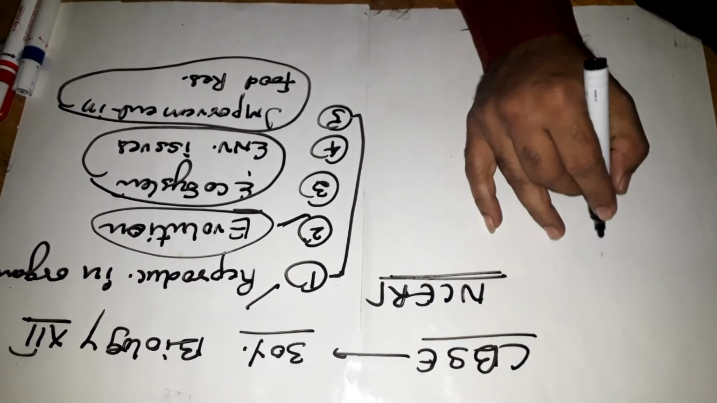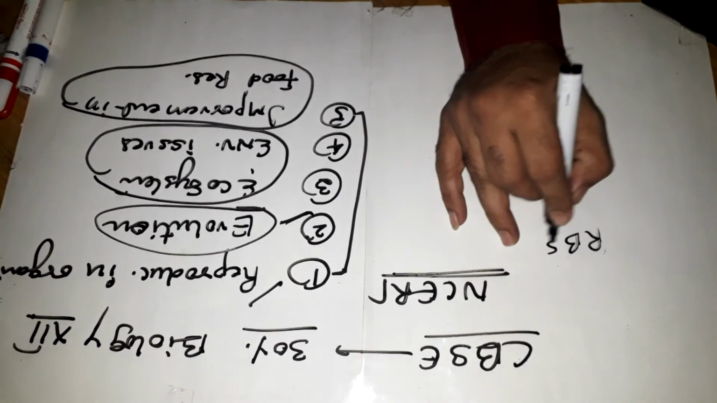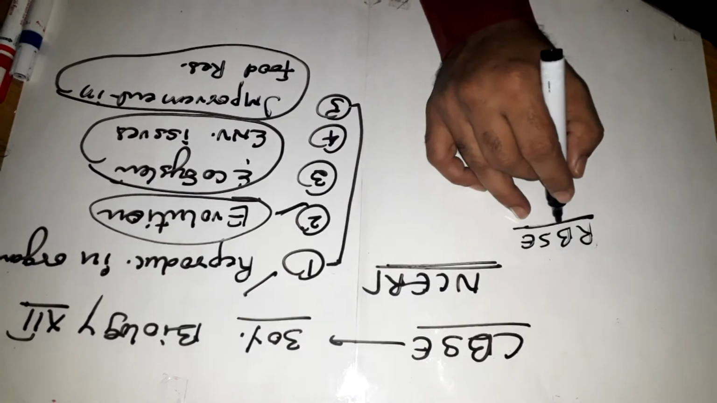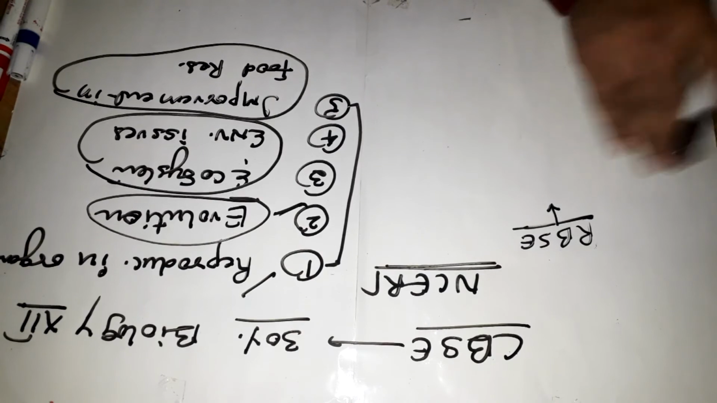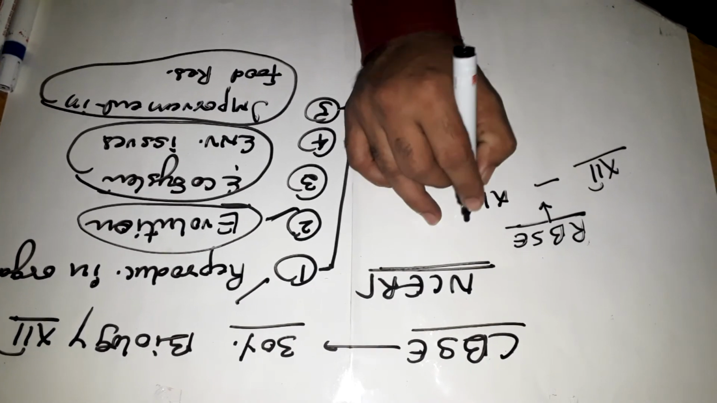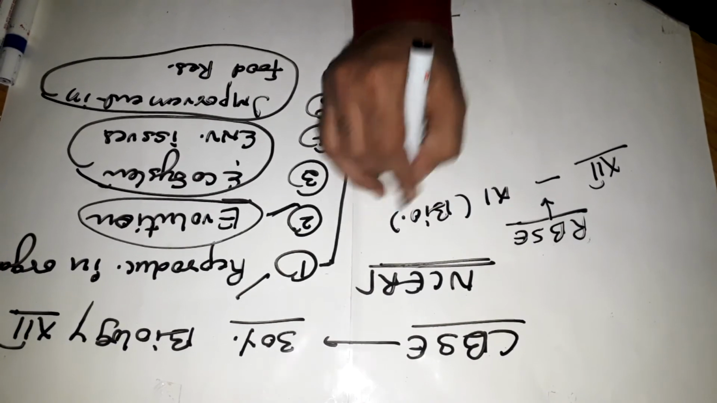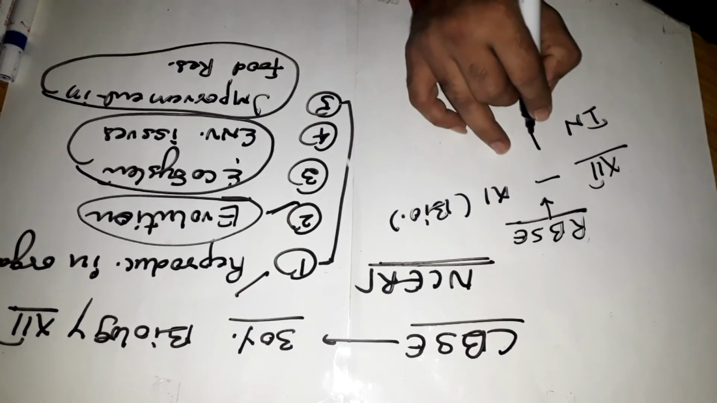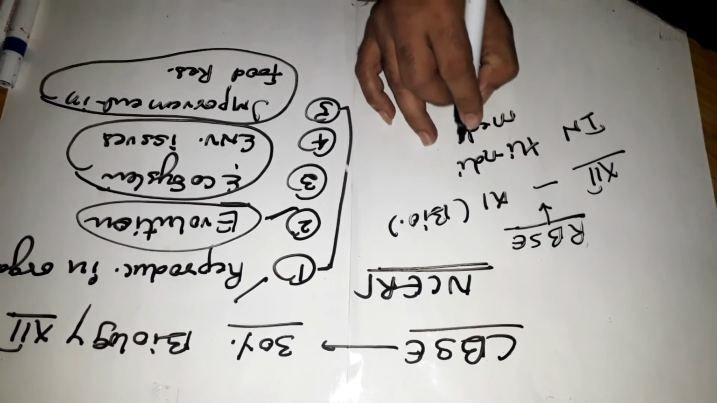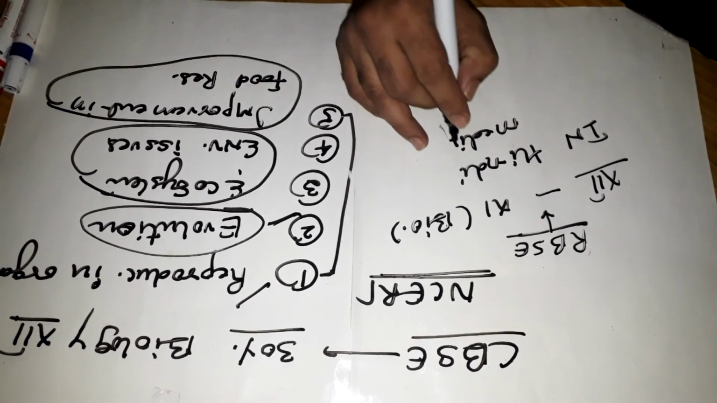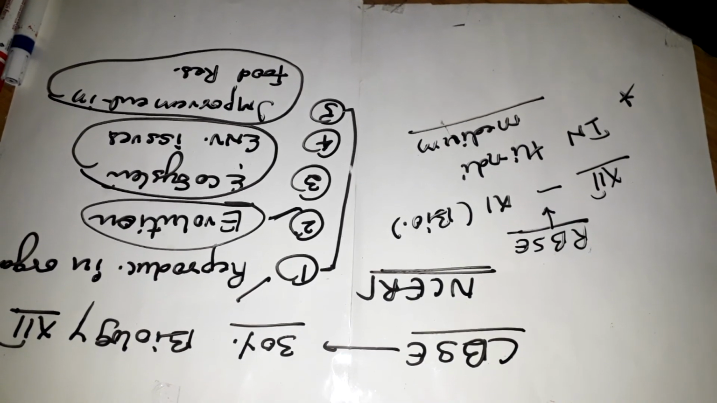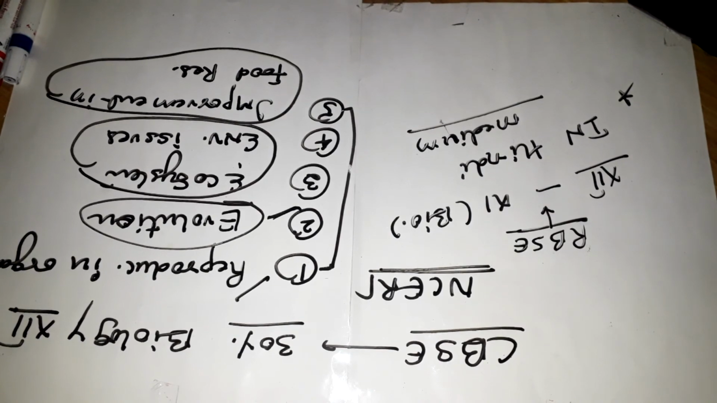Now for RBSE, they will decide which part will be deleted. For RBSE students, we are going to start 12th and then 11th biology in Hindi medium. Clear? So it is information for CBSE students and information for RBSE students.